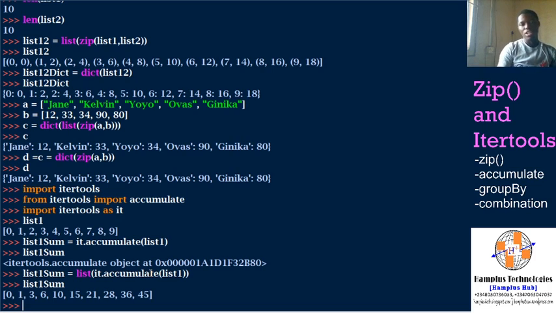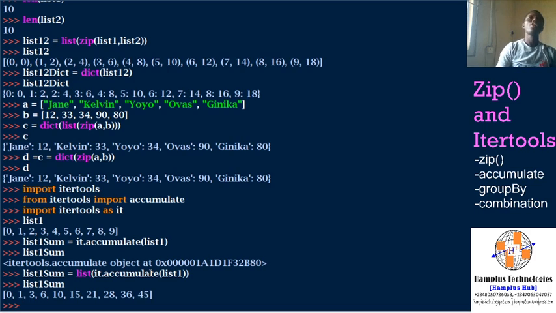It's just the first element of zero, the second element as 1, which is 0 plus 1 gives me 1. Then the third element, which is 3, which is 2 plus 1. The fourth element is what? 6, which is 3 plus 3. The fifth element is 10, which is 6 plus 4. So that is what accumulate does.